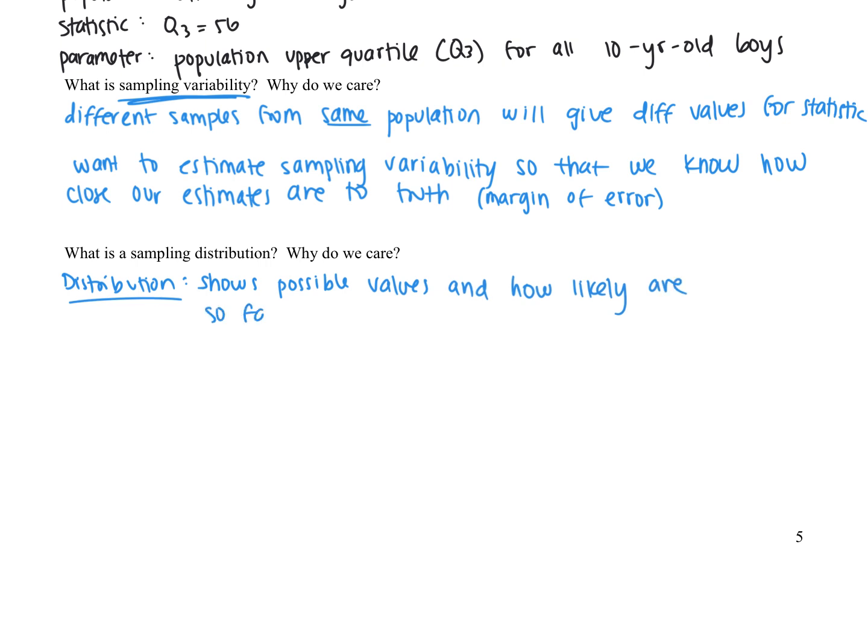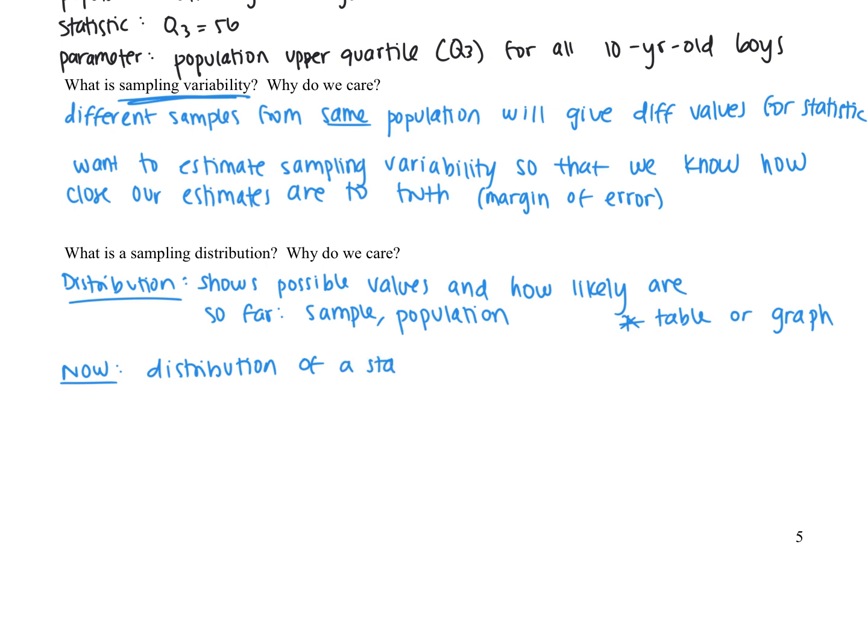So far, we know a sample distribution, and we know a population distribution. Distribution is also often displayed in a table or a graph. So we happened to put all of our values on a dot plot, but we could have done the same thing with a graph. Okay, so now we are looking at the distribution of a statistic. So like we talked about, each dot represents an entire sample and the statistic for that one sample.